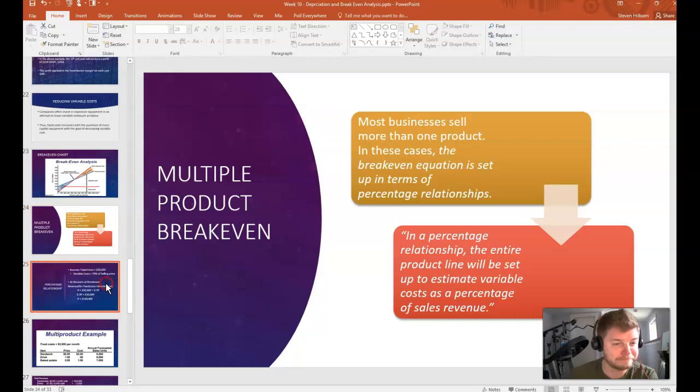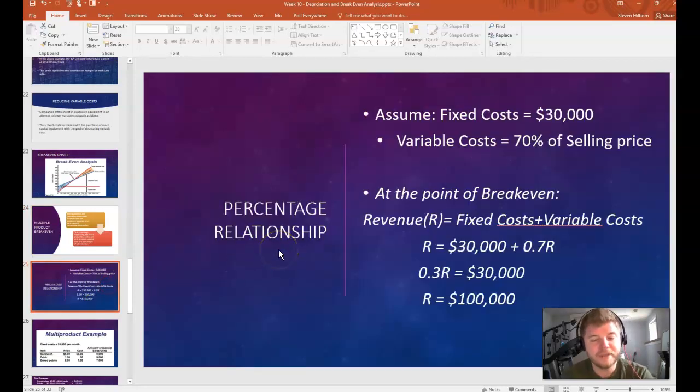Okay. So the percentage relationship. In this scenario, we're assuming that we have fixed costs of $30,000 a month and that our variable cost is 70% of our selling price. So it's not a dollar amount like 350. We're just saying our percentage amount is 70%. So we pay about 70% of our selling price as our variable cost.